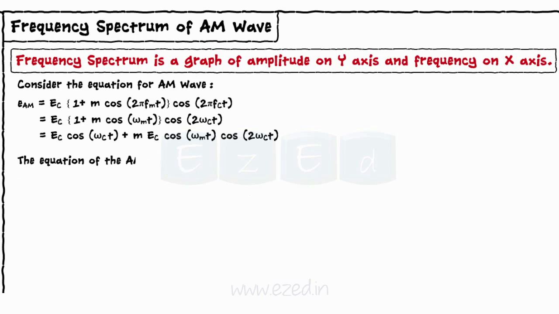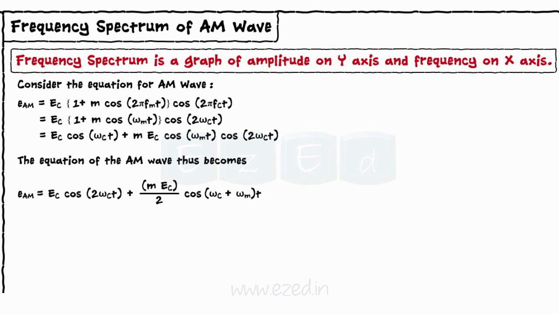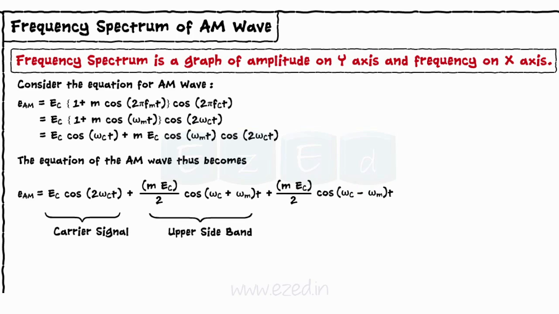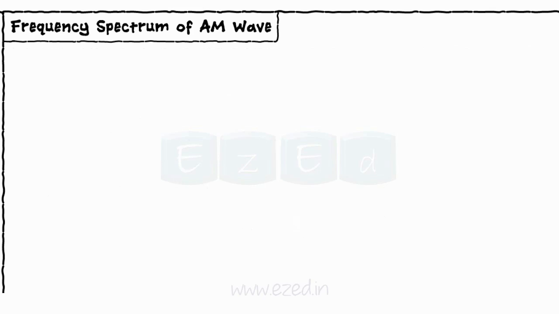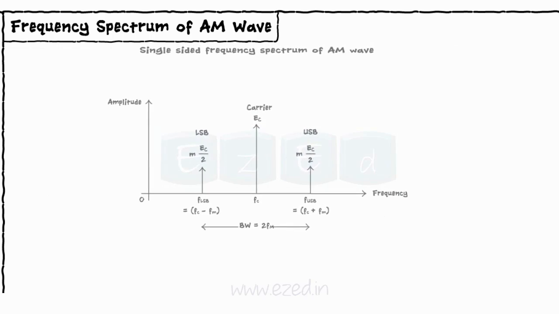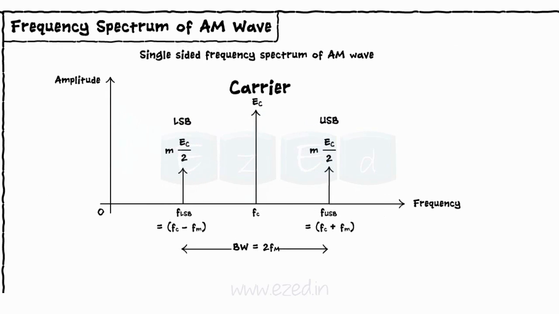The equation of the AM wave thus becomes E_AM equals Ec cos omega_c t plus (m Ec by 2) cos (omega_c plus omega_m) t plus (m Ec by 2) cos (omega_c minus omega_m) t. The first term is a carrier signal. The second term is the upper side band. And the third term is the lower side band. Thus we get the frequency spectrum of the AM wave as shown with the carrier and the two side bands.